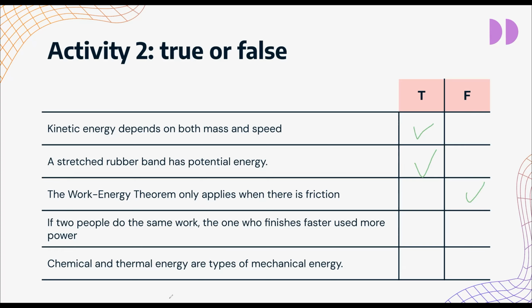Chemical and thermal energy are types of mechanical energy. This is false. Remember, mechanical energy is your ability to do work based off your position or your physical properties, like your speed. That's what mechanical energy is. It's pretty simple. I'm going to clear these drawings.